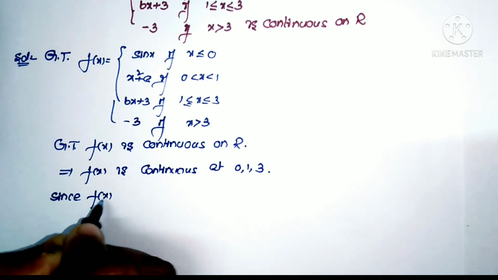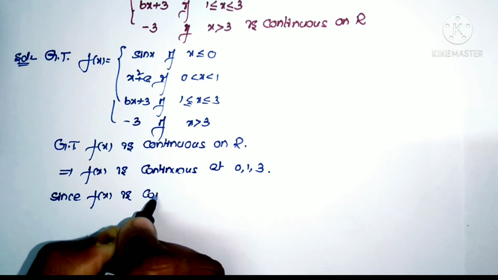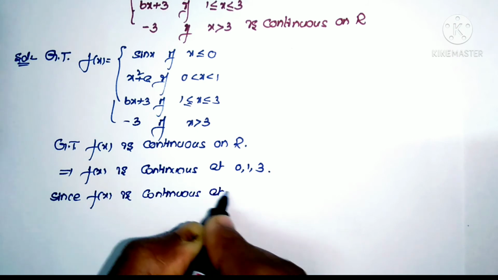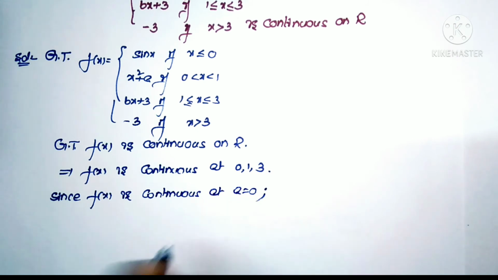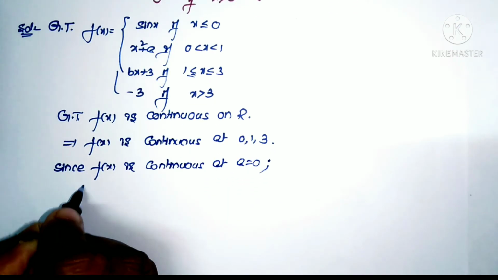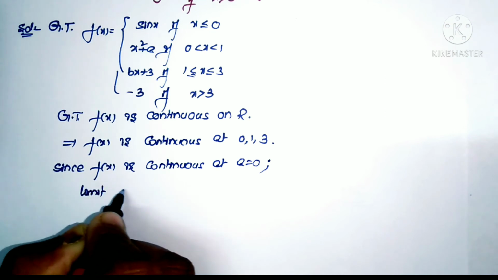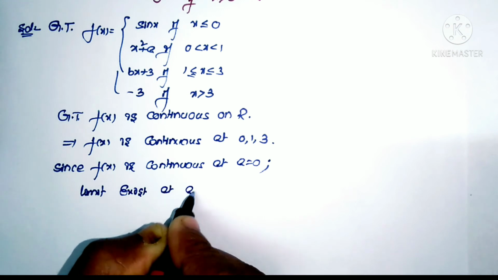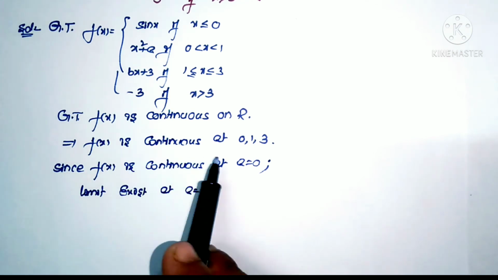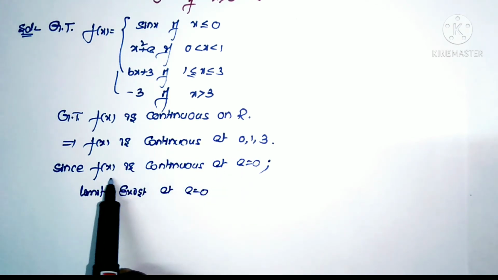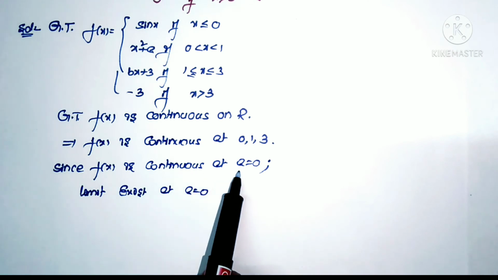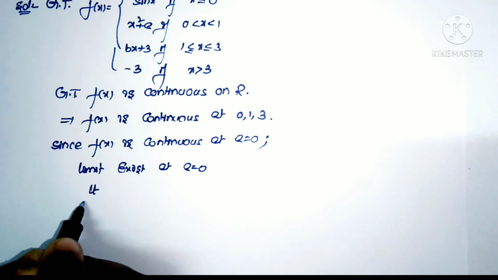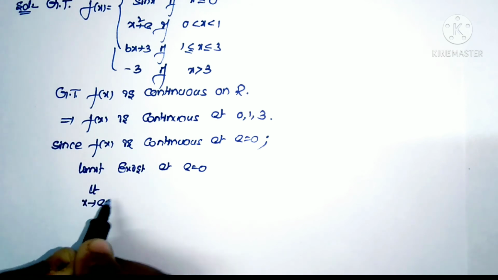Since f of x is continuous at a is equal to 0, the limit exists at a is equal to 0. So given that this is continuous at all the values 0, 1, 3, the limit exists at a is equal to 0. What is the meaning of the limit existence? Left hand limit is equal to right hand limit.